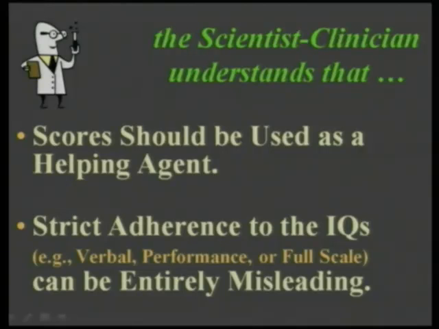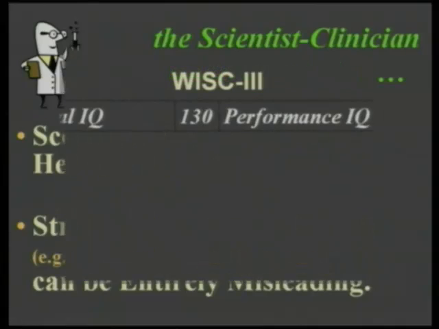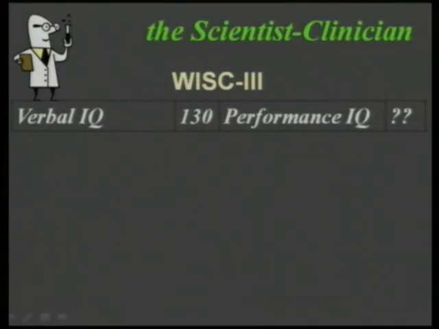So let me keep going. Scores are helping agents. We shouldn't have strict adherence to any IQ because they could be entirely misleading. I know there was a question earlier, so I tried to put in a couple slides real quickly to address at least some of it.